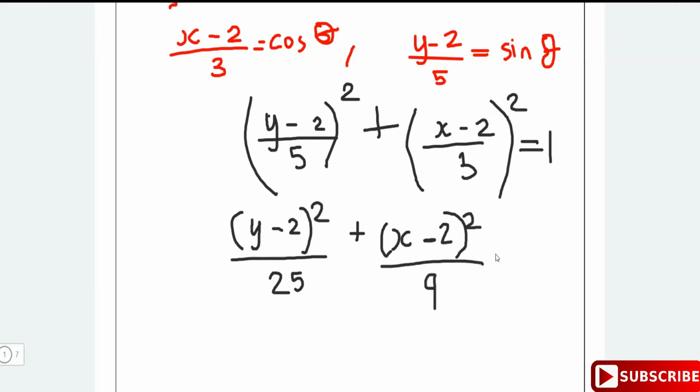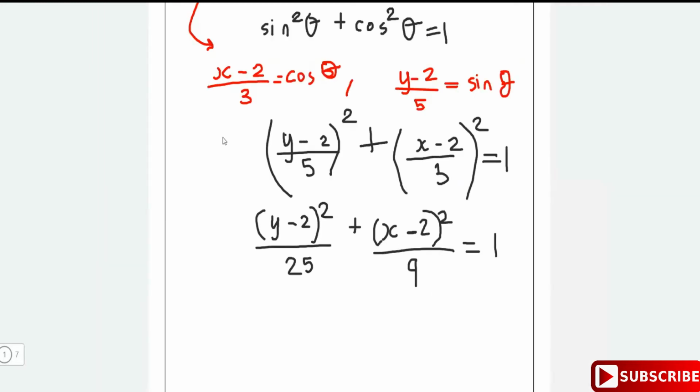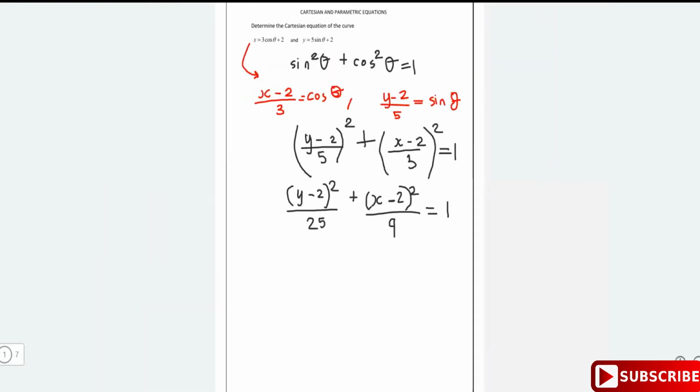So this is the Cartesian equation. Oftentimes they try to write y in terms of x, but nothing is wrong with leaving it this way. So that is the Cartesian equation. Easy. That's how we find the Cartesian equation of this example. Let us try another one.